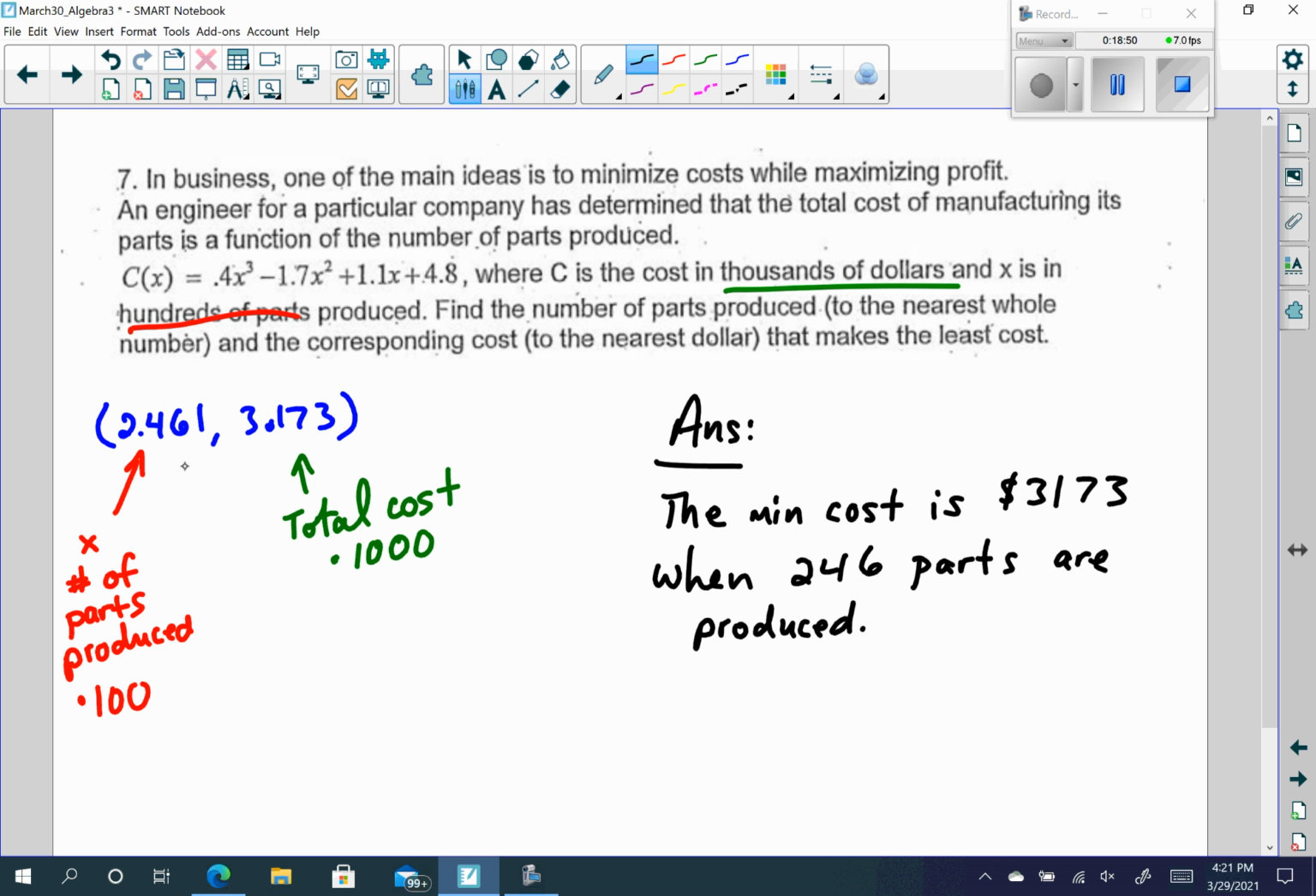All you need to know for this is obviously graphing this. They give us the function. Find that ordered pair for the minimum and interpret it. Take the first number, multiply it by 100. That's our x value. That's the number of parts. Take the second number, multiply it by 1,000. That's our cost. That goes first. So here the least cost is $3,173 when 246 parts are produced.